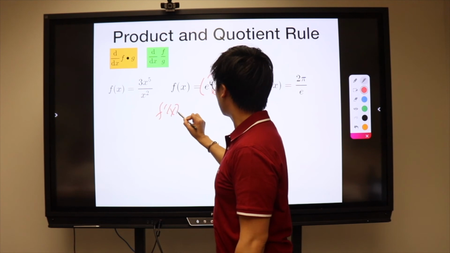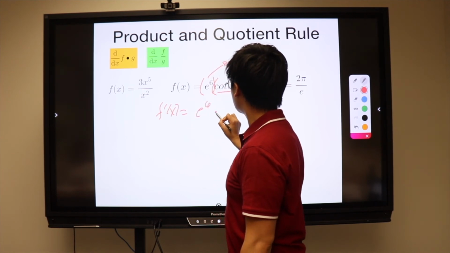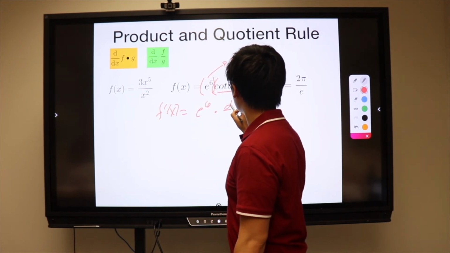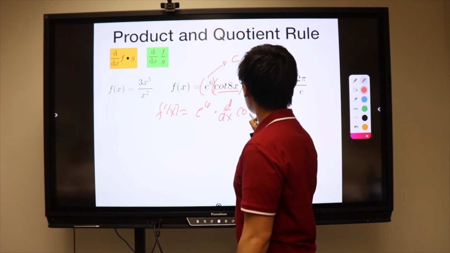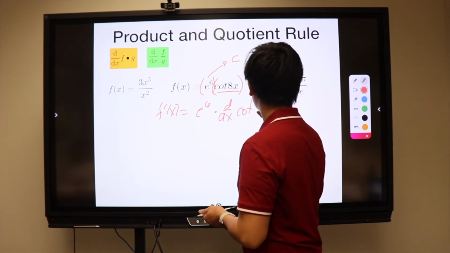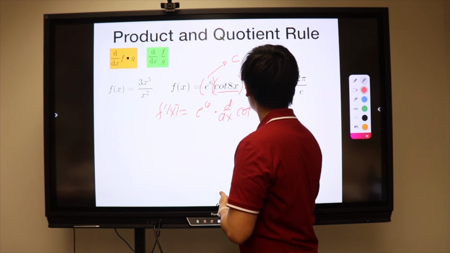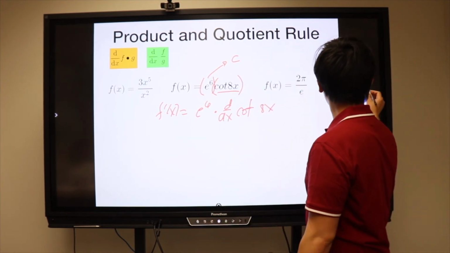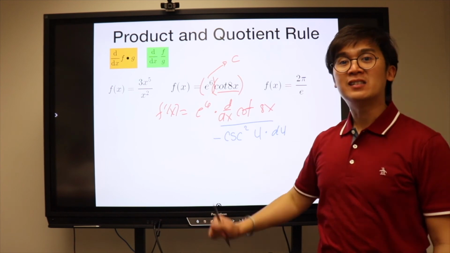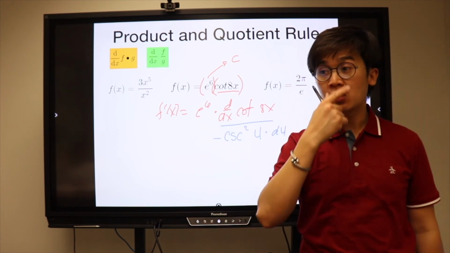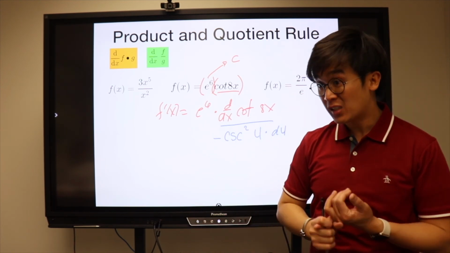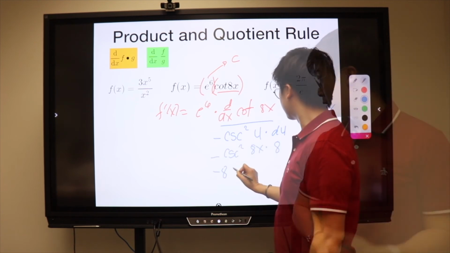So it will save you the trouble of doing those crazy steps, long function, and just focus on f prime of x is equal to e to the 6 times d dx of cotangent 8x. And what is the derivative of cotangent u? And that is the only thing that you're going to focus on so that it's less stressful and it's quicker.